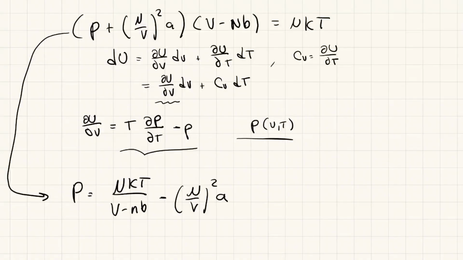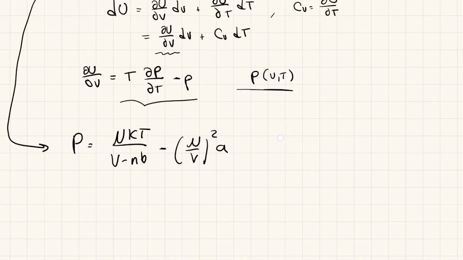So with this, we can calculate the partial derivative of P with respect to T, and that is going to be nR divided by V minus nb.